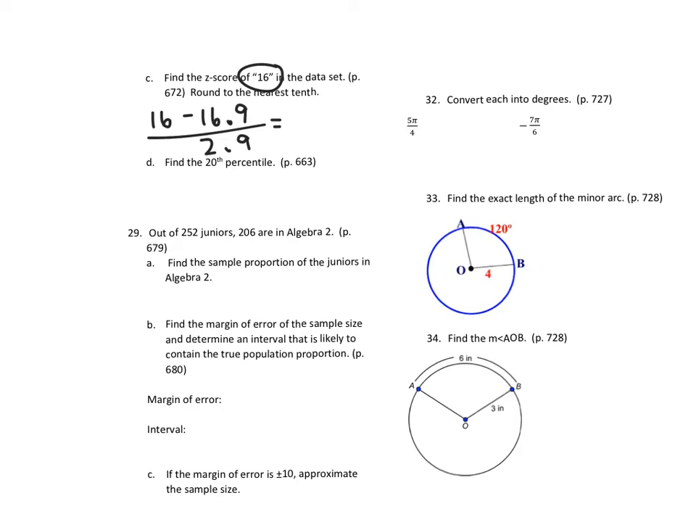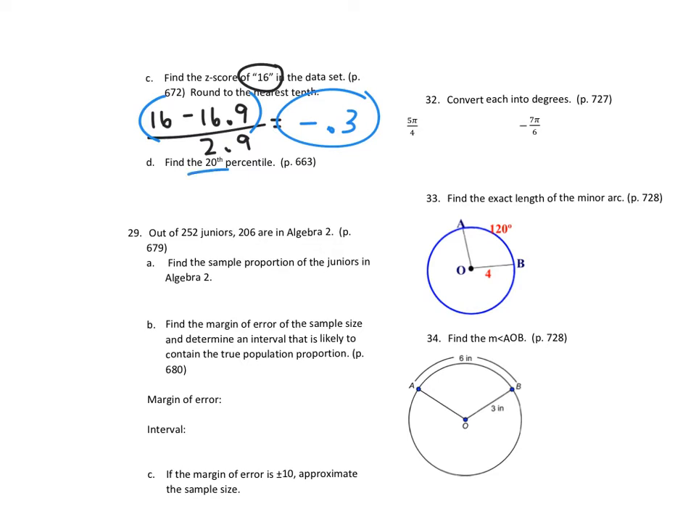16 minus 16.9, press enter, and then divided by 2.9. Or at least make sure that you put the top in parentheses, because a few people messed that up on the test. So 16 minus 16.9, enter, divided by 2.9 is negative 0.3 to the nearest tenth. And then define the 20th percentile.